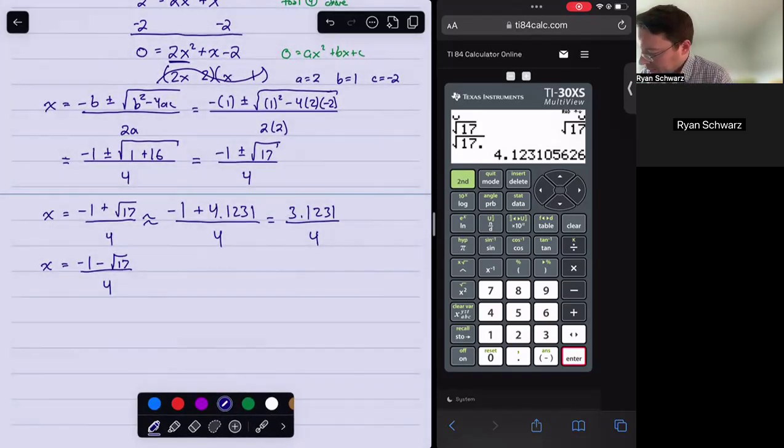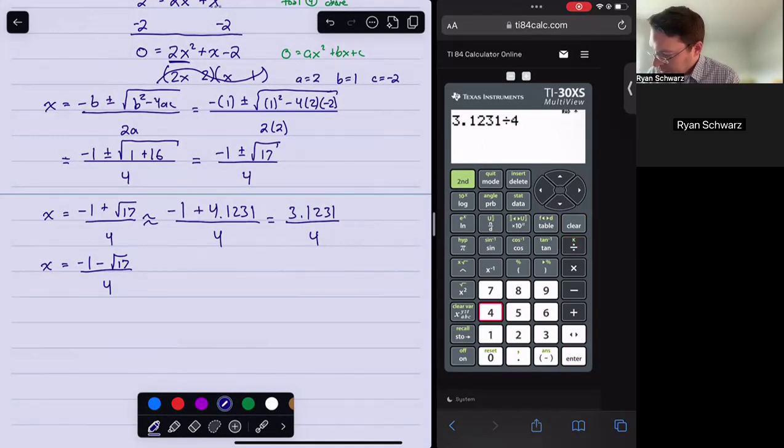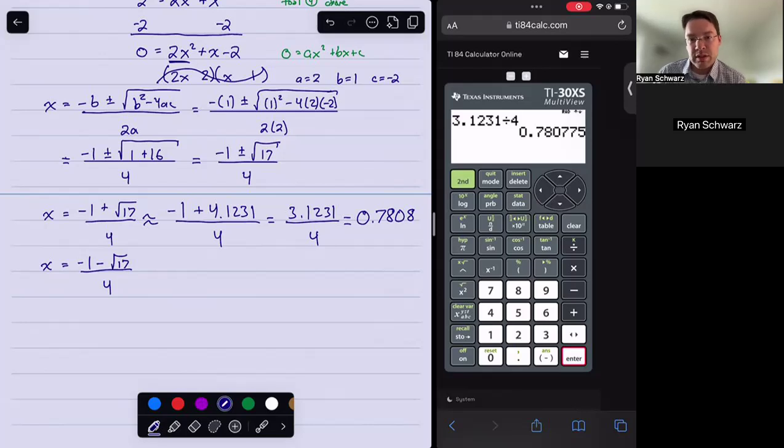And if I do 3.1231 divided by 4, I will have 0.780. And then I want to go to 4 decimal places. So I've got 7 there. And then the next decimal place is again a 7. So I'm going to round this 7 up to an 8. Right. So that should be sufficient.